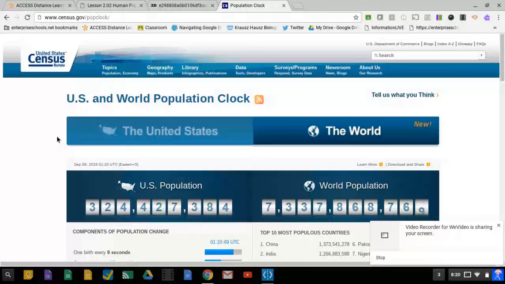Have you ever been curious how many people are in the US versus how many people are in the world? Well, here's your answer. Census.gov several years ago put together this world population clock that keeps the tally for us. Check it out. We have 324 million people in the United States and over 7 billion people on the planet.